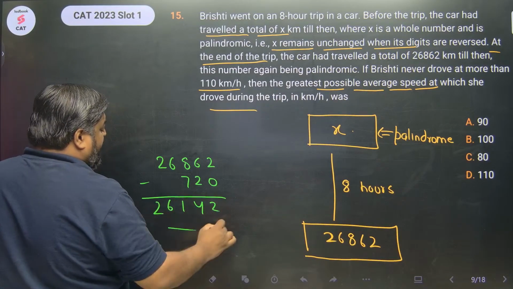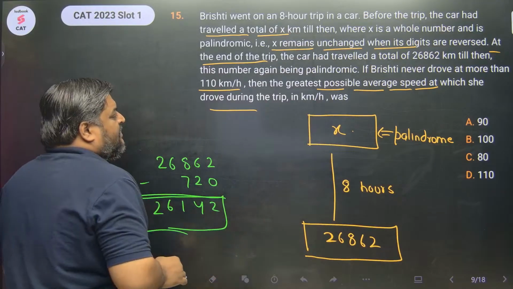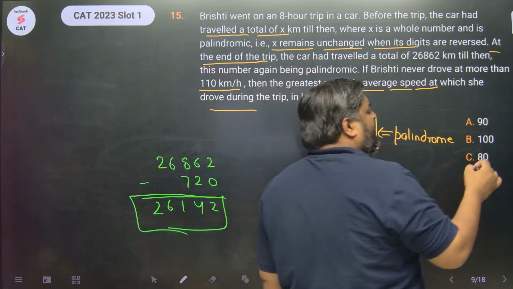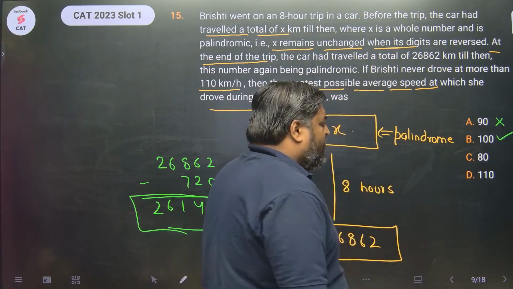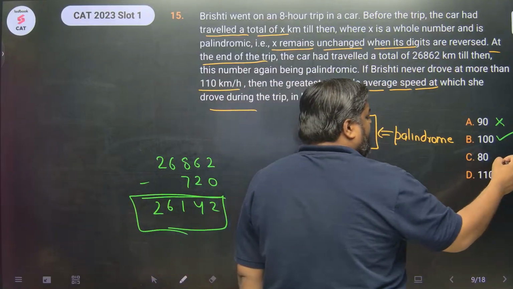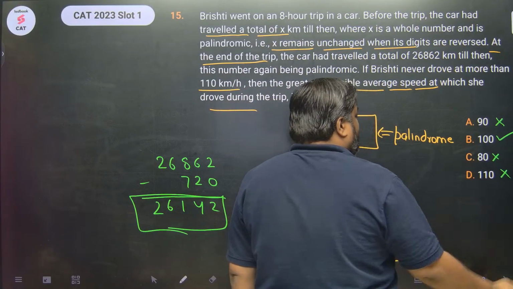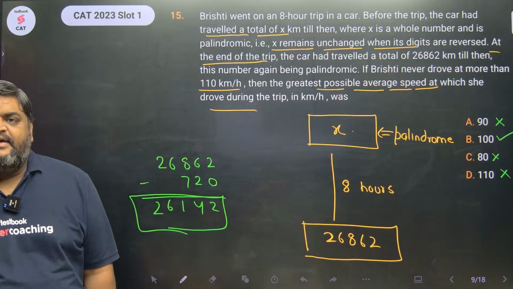This is not a palindrome, but we know that x is a palindrome. So A आंसर नहीं हो सकता है. आप देखोगे 100 put किया तो फिर पैलिंड्रोम हो जाता है, और 80 and 110 से वापस पैलिंड्रोम नहीं होता है. So B was the right answer, अगर आप ऑप्शन से गए.